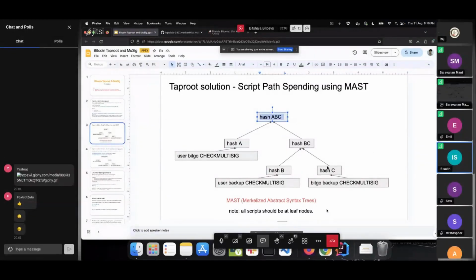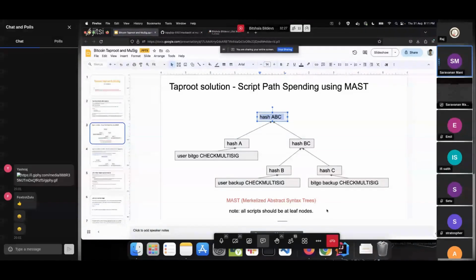Can I have a question? Yes, go ahead. I understand this thing, but how do we do the communication? How do we collect the different hashes? Is there any set protocol that people normally use, or is it through a partially signed Bitcoin transaction or something like that?